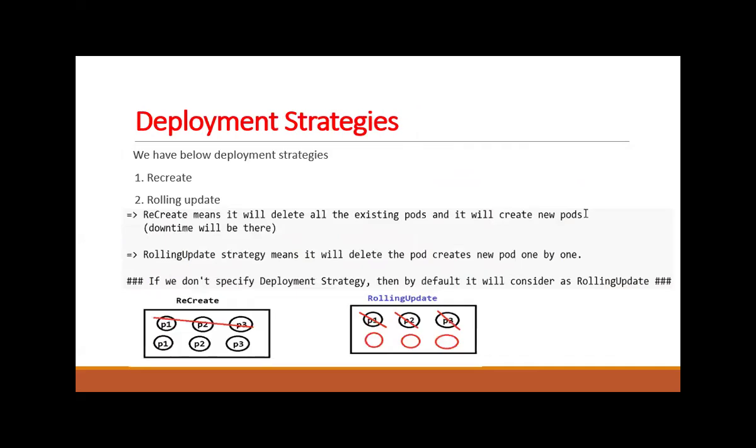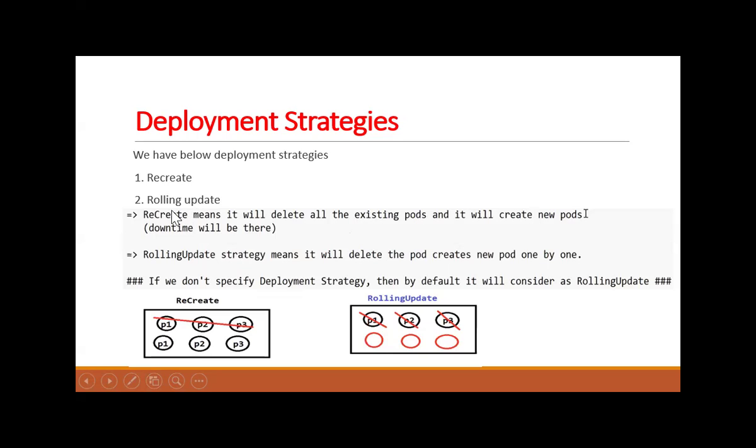So what is the deployment strategy, guys? What is the YAML file? The YAML file is the deployment manifest. In the deployment manifest, we will include either Recreate or RollingUpdate. By default, in Kubernetes, we will get the rolling update.